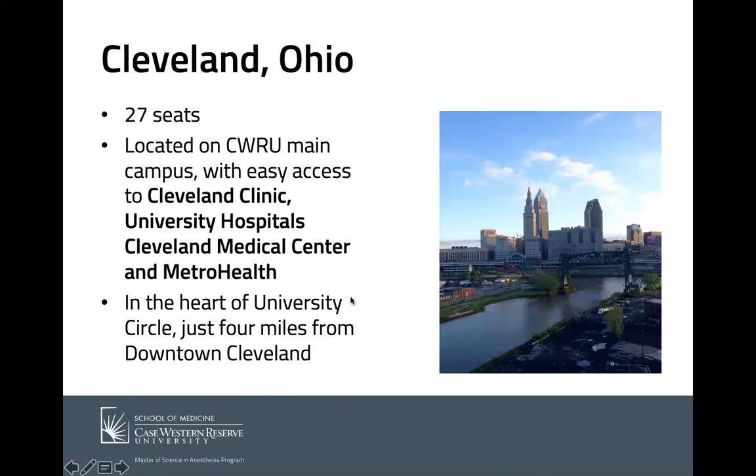Yes, thank you. We're gonna jump right into our locations and our sites. So first up is Cleveland. We have 27 seats. We're actually located on Case Western Reserve's main campus. So our staff and faculty offices, as well as our classrooms, are located in the School of Medicine. The campus is right in the heart of University Circle. So we're very fortunate and very lucky to have a few different medical hospital systems right in our backyard.